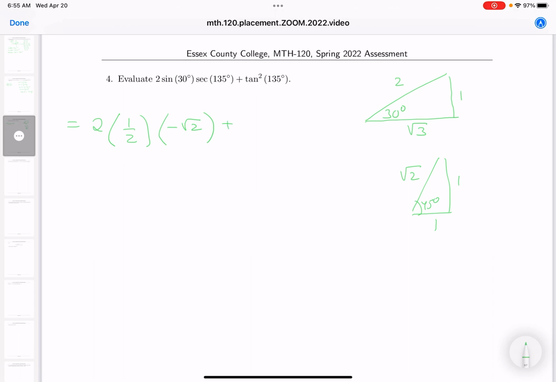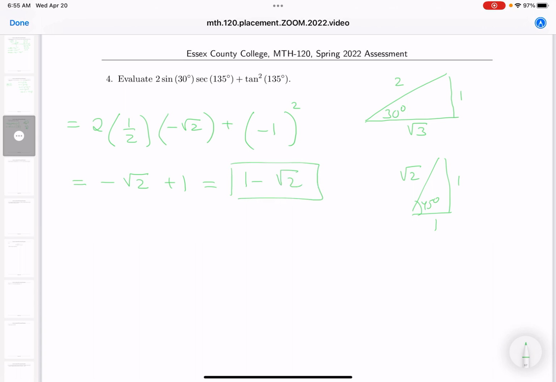Plus, well, the tan of 135, I'm going to square that, of course. What would that be? That would actually be minus 1. Let's go through the arithmetic. You're going to get minus root 2 here, and plus 1. And I'll write this as 1 minus the root of 2.